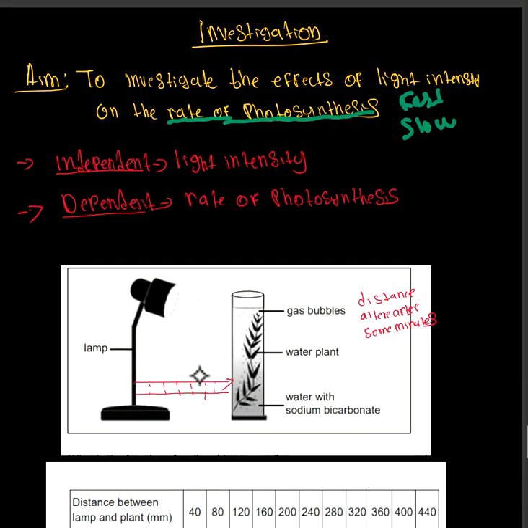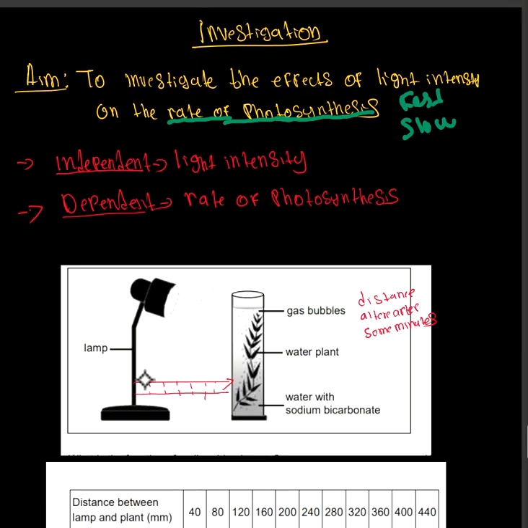So let's look at our experiment. We have a lamp, right? A lamp produces light. And we have these plants, and the plants are inside this beaker. There's also water, and also sodium bicarbonate. And this sodium bicarbonate is adding CO2. Then we place it at the lamp. So also there will be information on the gas bubbles. We are going to change or alter the distance of the lamp.